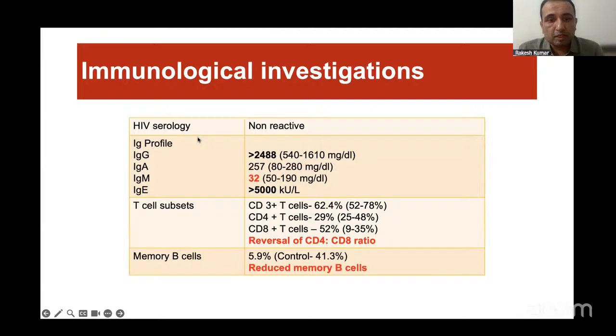The immunoglobulin profile was suggestive of IgG and IgA on the higher side, while IgM was low. IgE was significantly elevated, more than 5,000. And when we performed the T cell subset, it was suggestive of a reversal of the CD4 CD8 ratio, and there were reduced memory B cells in the B cell phenotyping.